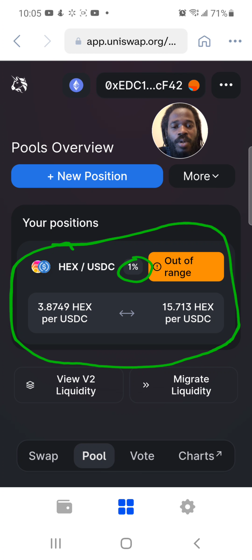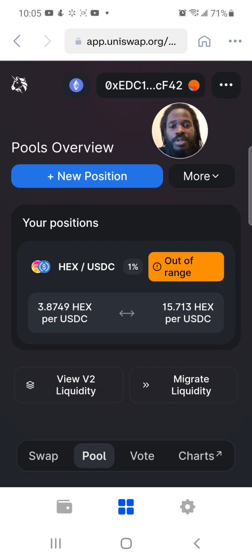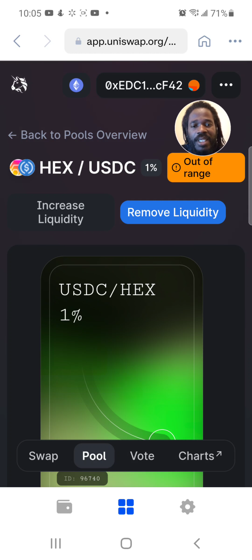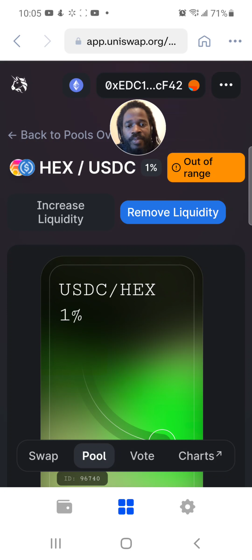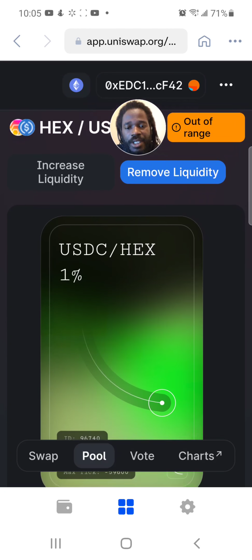liquidity pool. Now the bad news is you'll see here that the pool is saying that it's out of range. This makes me very angry. This is when Uniswap stopped paying me. And I want you to help me figure out why this happened. So let's go into the pool so we can get some details here. So it's a HEX USDC pair. It's showing that it's out of range.